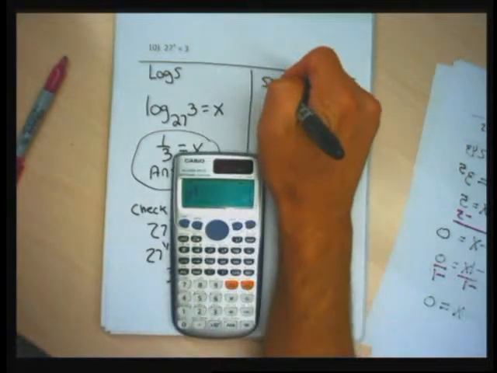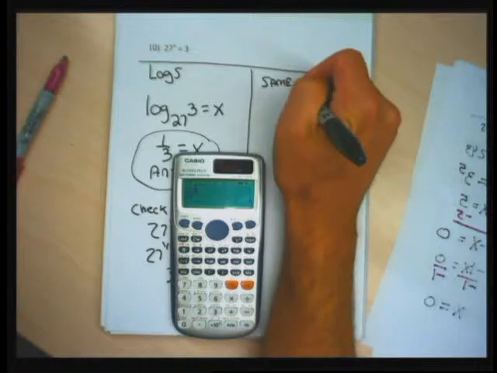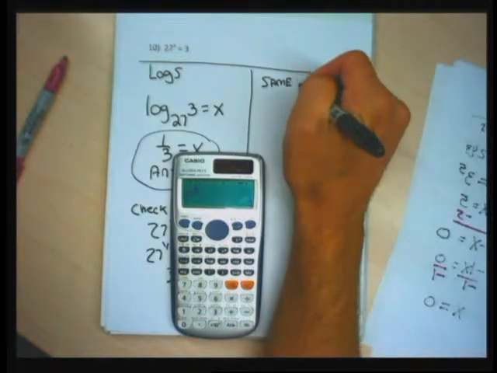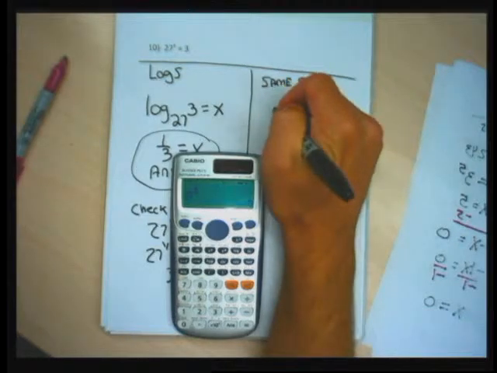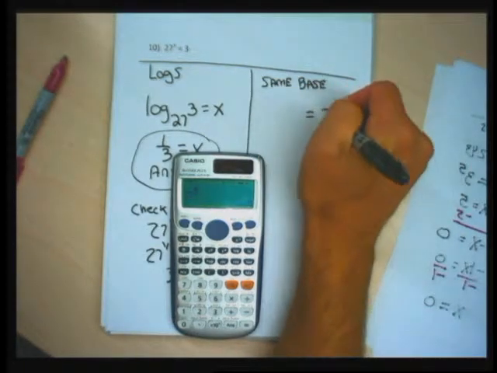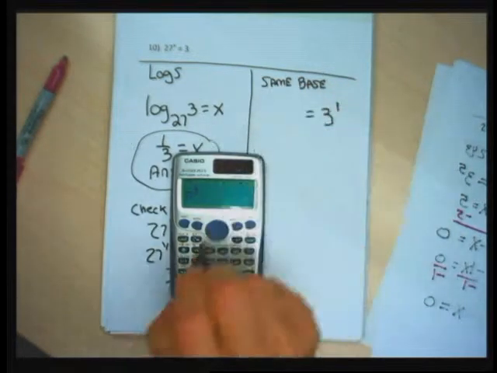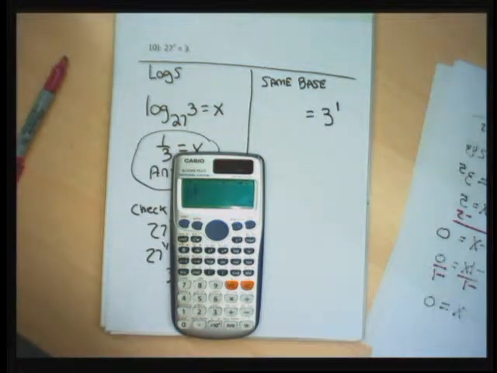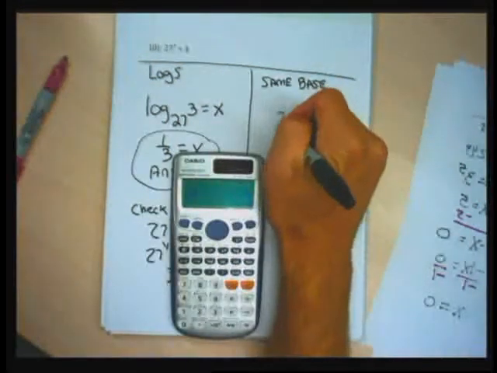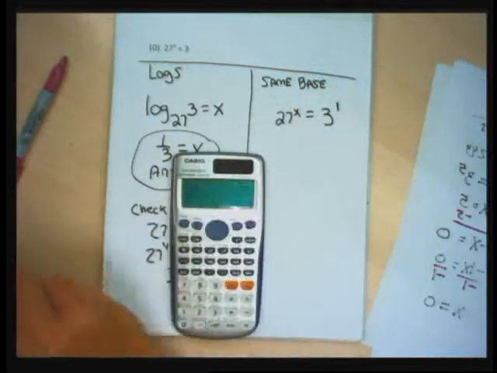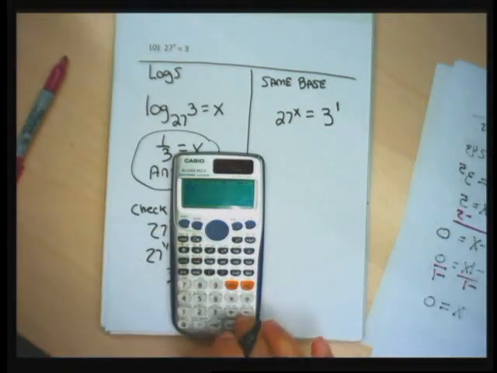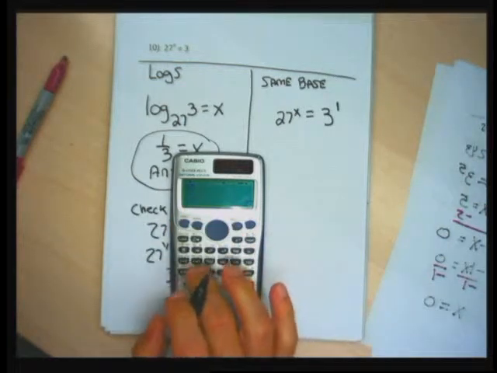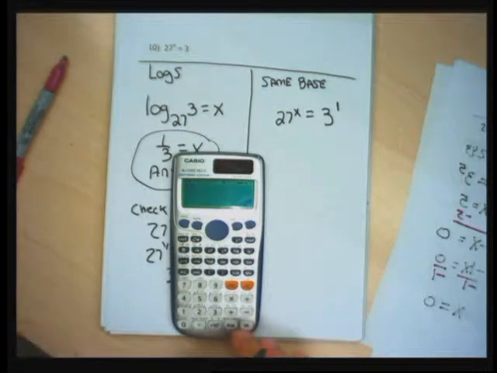The same base approach starts to get hard. So in order to handle this, the 3 is a prime number. If I want to, I could give it an exponent of 1. And I can definitely, on the left side, write 27 as a power of 3, because I know that 27, its prime factoring, is 3 cubed. So I can rewrite the left side with a base of 3.